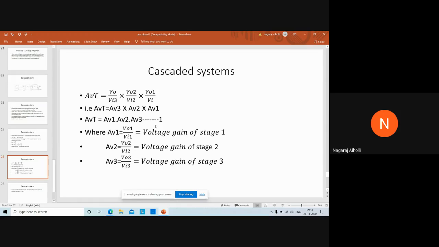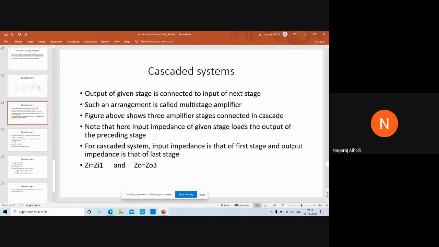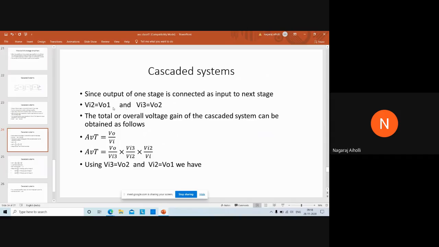This has been asked in some of the examinations: to derive the total voltage gain formula for the cascaded system for multi-stage amplifiers. So you have to start from the beginning, from this block diagram, and then go on expressing Zi, Zi1, Z0 equal to Z03, then Vi2 equal to V01, Vi3 equal to V02. Write the equation for the total voltage gain in terms of the intermediate input voltages.